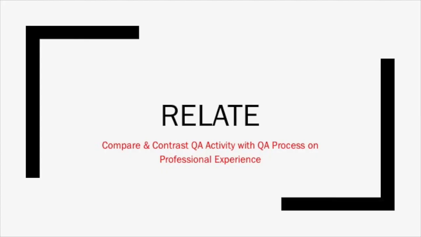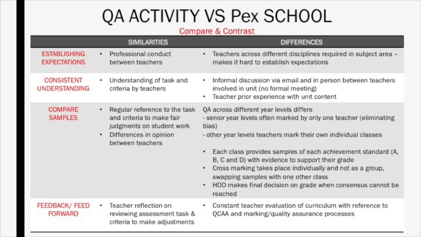Based on my professional experience this semester, I engaged in conversations and meetings on quality assurance at the school for the geography subject, which reveals similarities and differences to our quality assurance activity. In comparison to our own activity, the major similarities in the school were the importance of understanding the task and its criteria to be able to make fair judgments on student work.